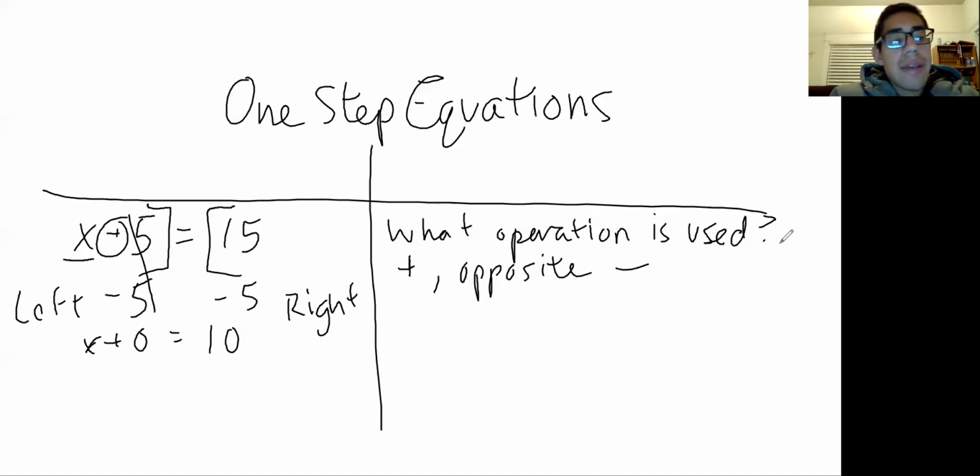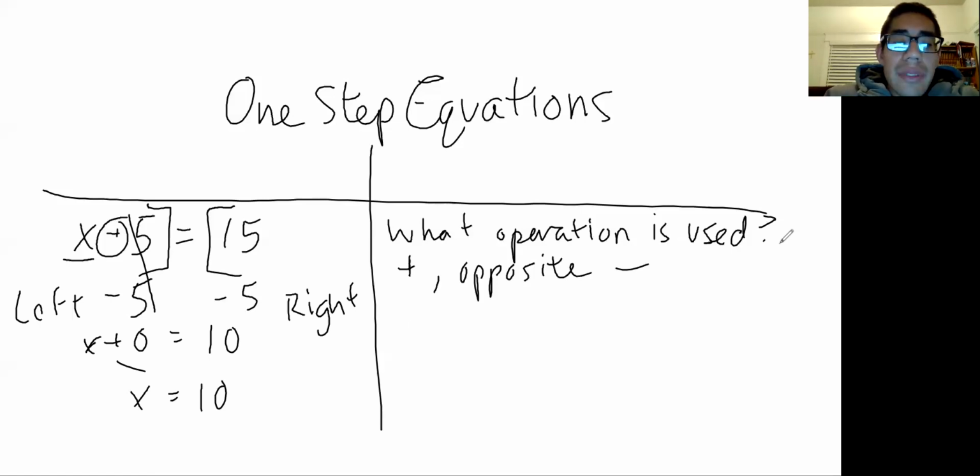Now, don't get confused. I only did this right now because that's what happened. Whenever we have 0 by itself like this, we don't actually need to put it. So I'm going to rewrite my equation to say x is equal to 10.